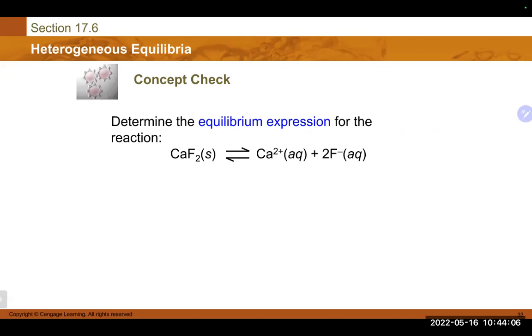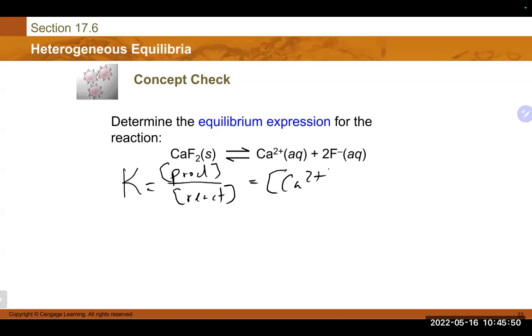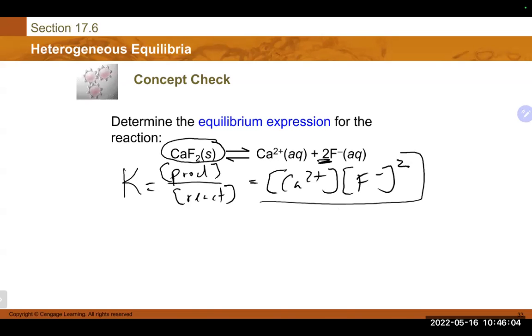All right, so why don't you write the expression for this one right here, a little calcium fluoride, making some calcium ions and some fluoride ions. So, right. Once again, our equilibrium expression is really our products divided by our reactants. In this case, we would take the concentration of calcium times the concentration of fluoride, and once again, because of the two there, we will square it up there on top. In terms of our reactant side, it is a solid, so that would be it in this case. It would just be these guys here.